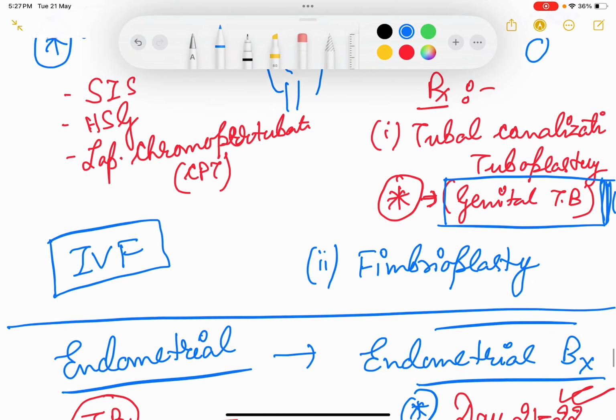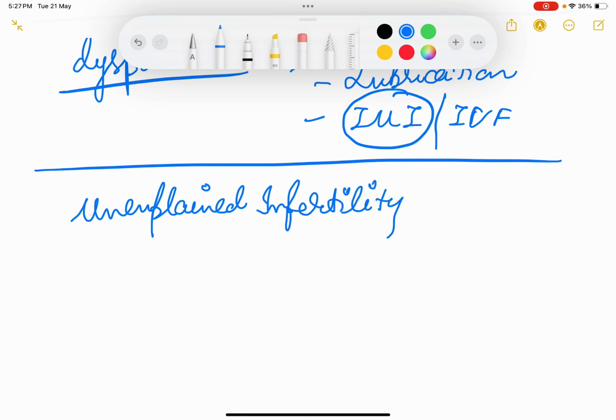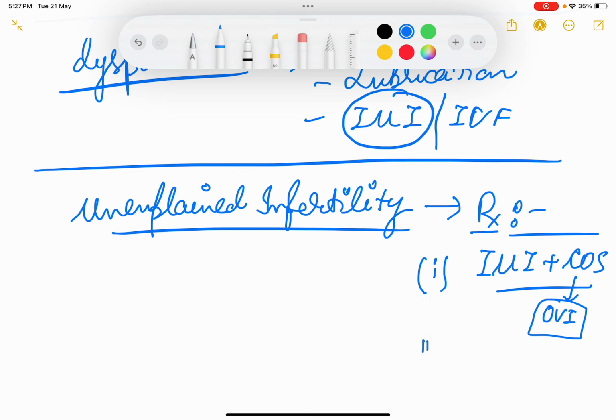When none of these factors have been found in evaluation, then the patient is said to have unexplained infertility. Unexplained infertility: when you evaluate everything, evaluate the hormones and everything, still there is no cause found for infertility, then it is called unexplained infertility. In unexplained infertility also, the treatment of choice is, we start with IUI plus controlled ovarian stimulation, COS plus IUI. Controlled ovarian stimulation is ovulation induction, which we do either with letrozole or clomiphene citrate, followed by IUI. If it fails, then you have to go for in vitro fertilization.